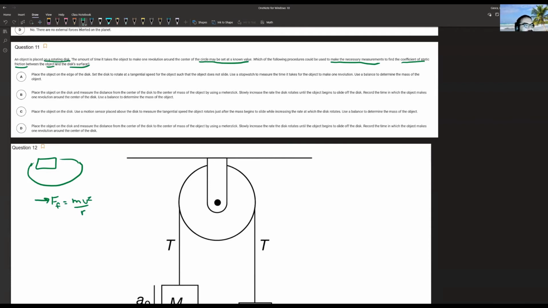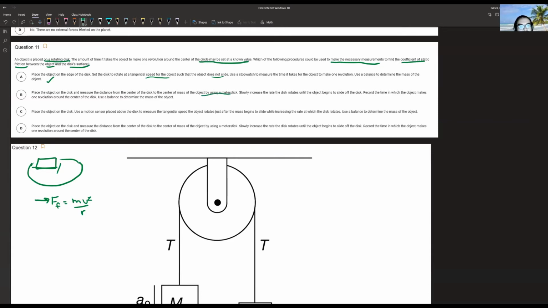Place the disk on the edge, set the disk to rotate at a tangential speed for the object such that the object does not slide. Use a stopwatch to measure the time it takes for the object to make one revolution. That'll give us the velocity. Use a balance to determine the mass of the object. That sounds pretty good, but I don't think we're measuring the distance or the radius of our path. Place the object on the disk and measure the distance from the center of the disk to the center of mass of the object using a meter stick.